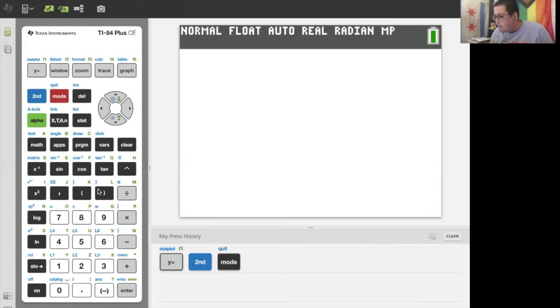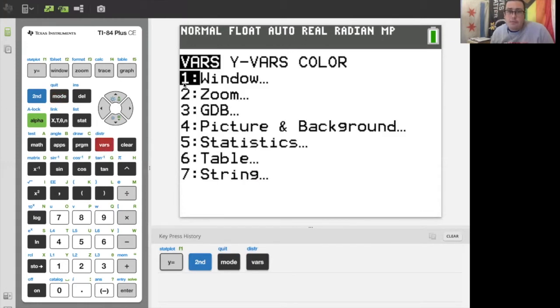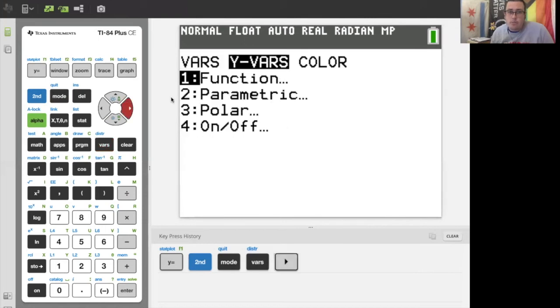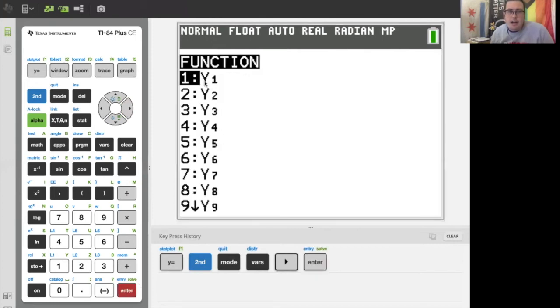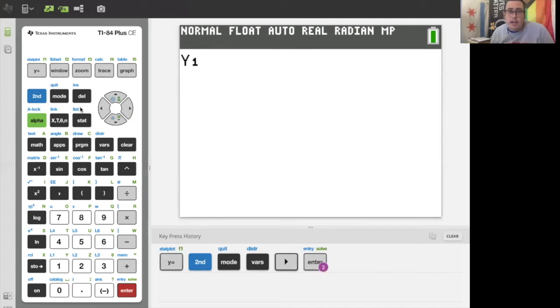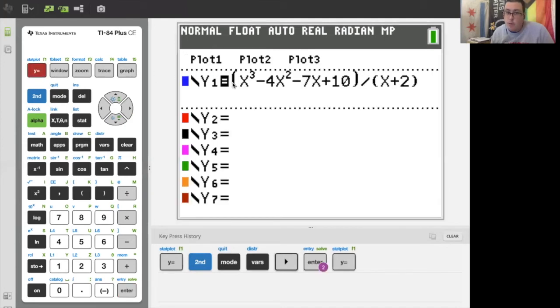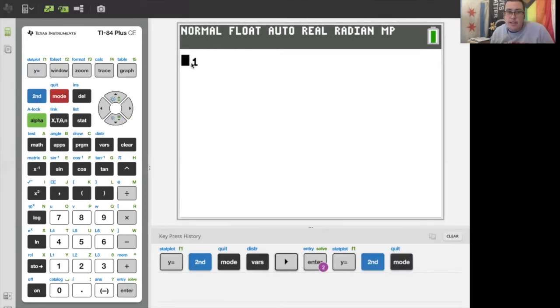And so here's how we do it. We're going to hit the vars button, for variables, and we're going to go to where it says Y-VARS. So I'm going to move over to Y-VARS, and then I'm going to hit function. So I'm going to hit enter, and then I'm going to have it call y1. y1 is whatever I have in the y1 equation up here. So this is my y1 equation. Hey, I've already got it here. And so y1 is going to be that equation.